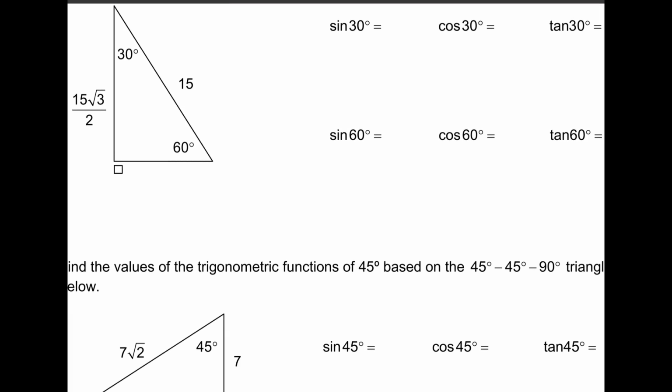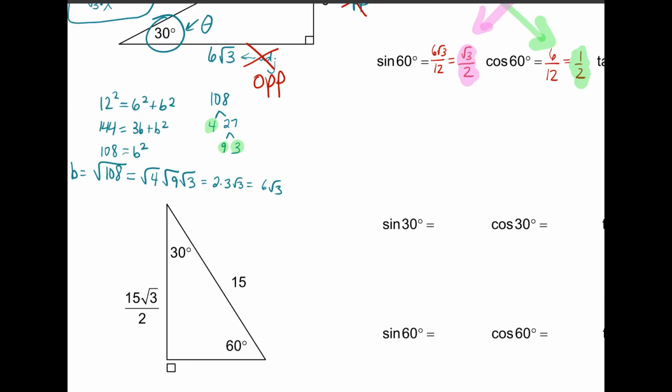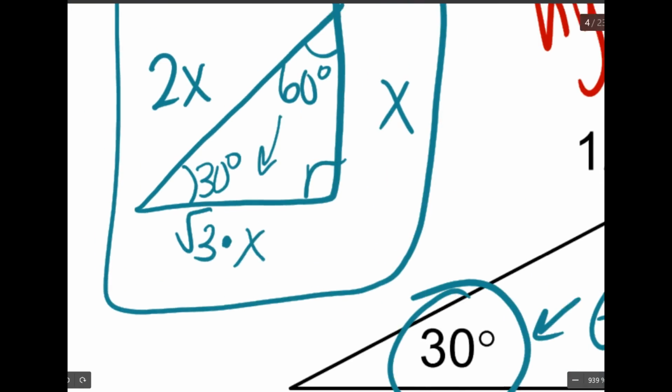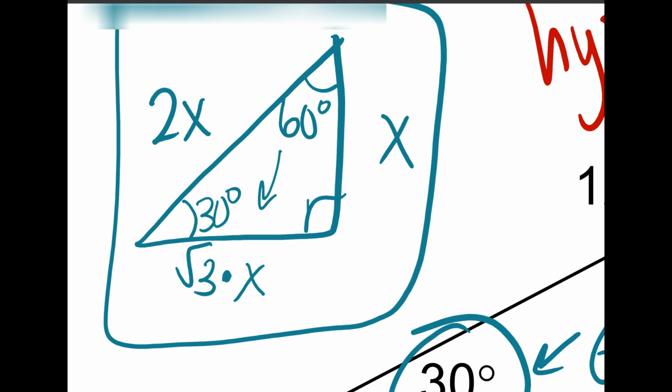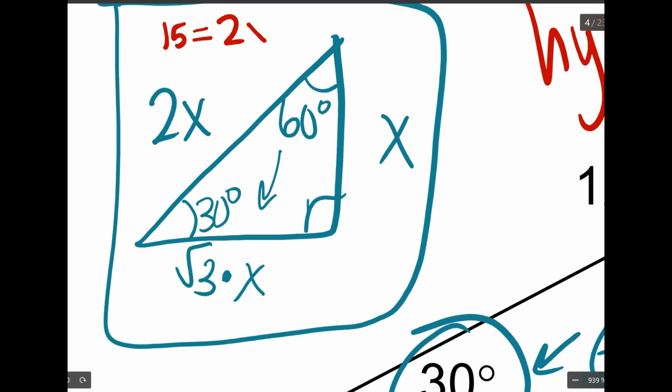So once again, we have a 30, 60, 90 triangle. So 30, 60, 90 triangle, let's come up to our special triangle. So the hypotenuse is 2 times the shortest side. What is my hypotenuse in this second example? 15. Okay, so if 15 is my hypotenuse, 15 equals 2 times my shortest side. What should my shortest side length be?